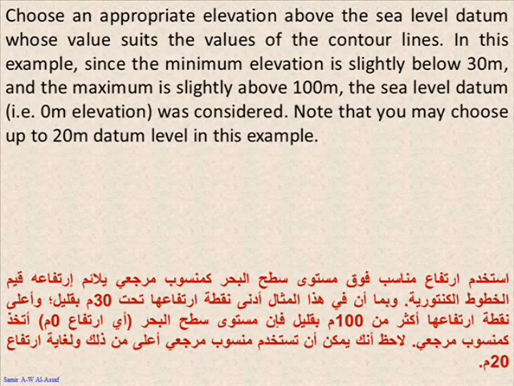Choose an appropriate elevation above sea level datum whose value suits the values of the contour lines. In this example, since the minimum elevation is slightly below 30 meters and the maximum is slightly above 100 meters, the sea level datum, that is to say 0 meter elevation, was considered. Note that you may choose up to 20 meters datum level in this example.